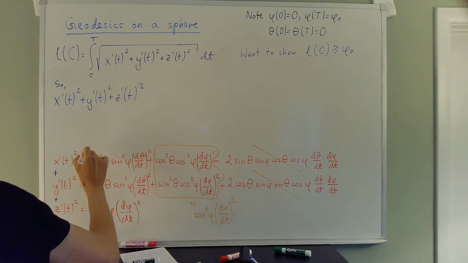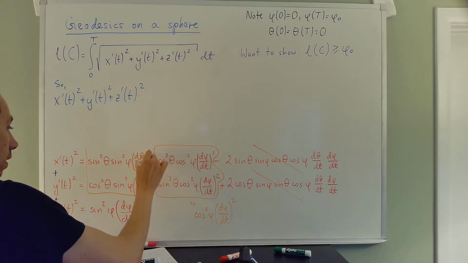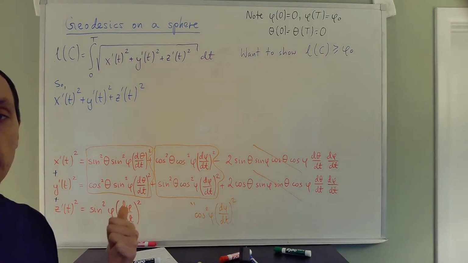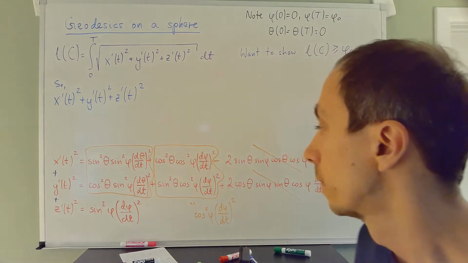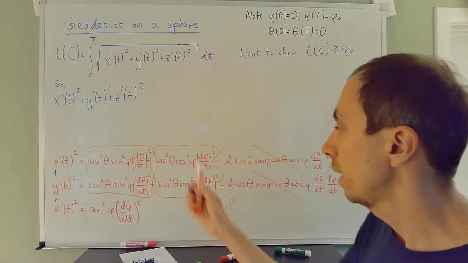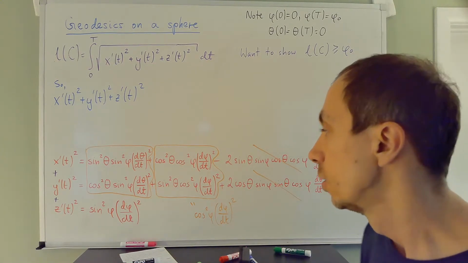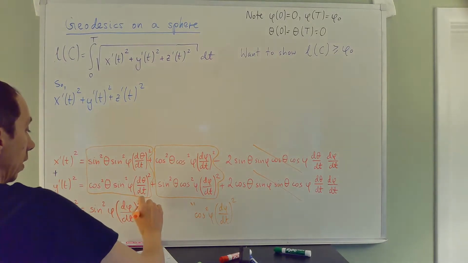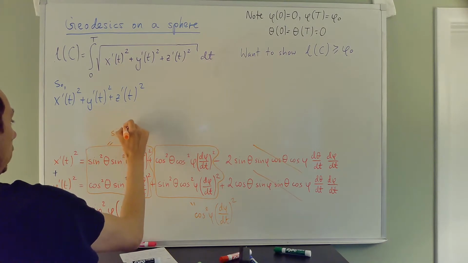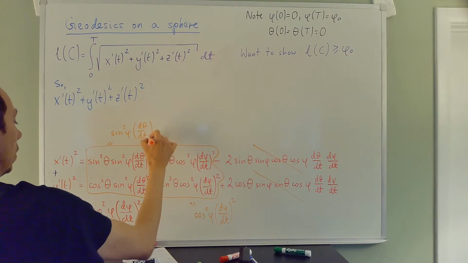Then, if I look at these here, I have a similar situation, right? I can factor out sine squared phi times d theta over dt squared. So what I will have left is sine squared theta plus cosine squared theta, and that's 1. So that also gives me just sine squared phi d theta over dt squared.